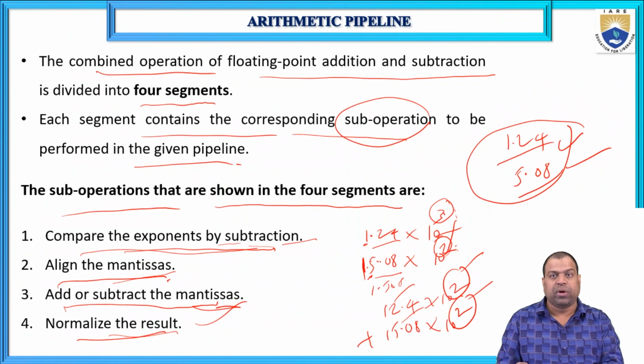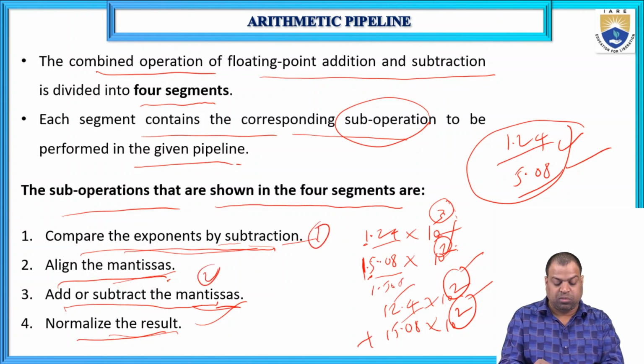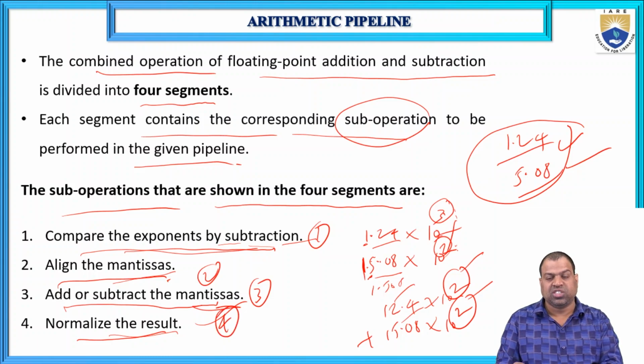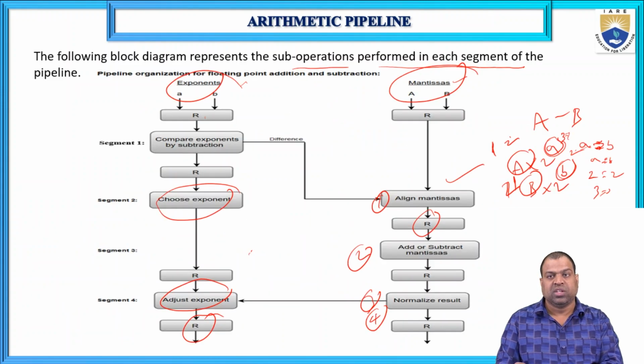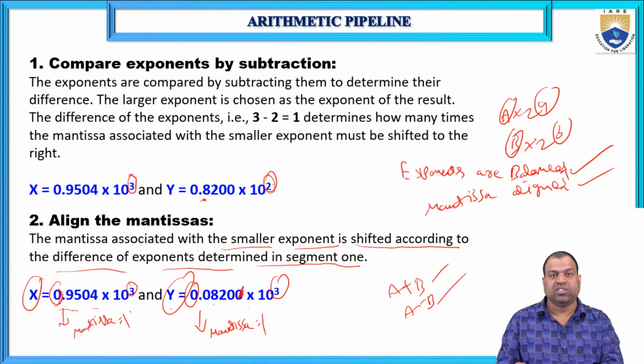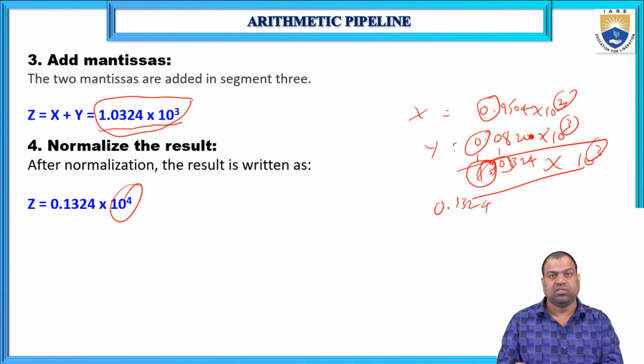And how are we combining the operations of floating point addition and subtraction? There are 4 stages. Compare the exponents by subtraction, align the mantissa, add or subtract the mantissa, normalize the result. So these are the 4 segments to perform arithmetic pipeline. It is a flowchart of exponent and mantissa, and these are the stages to perform arithmetic pipeline. First stage, compare the exponents by subtraction, and then align the mantissa, add mantissa, normalize the result. Okay, it is about the arithmetic pipeline with a suitable example.